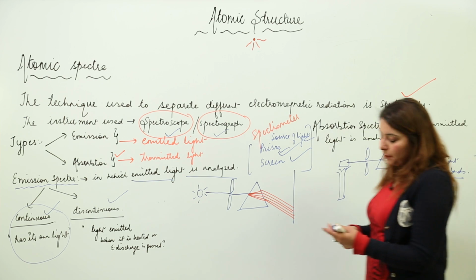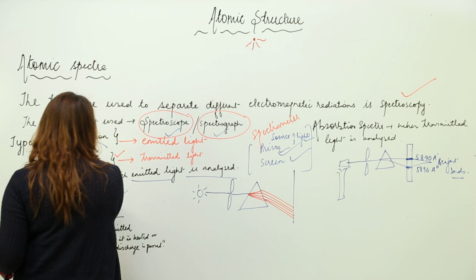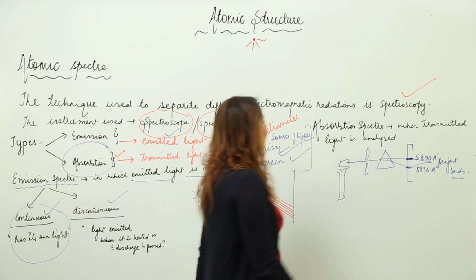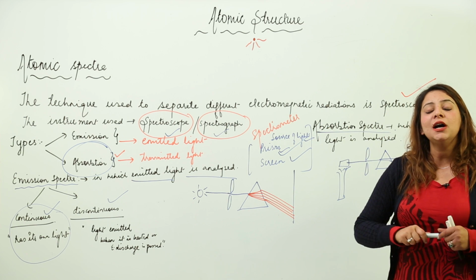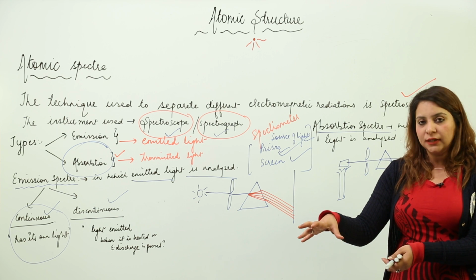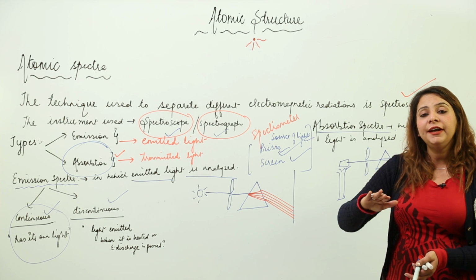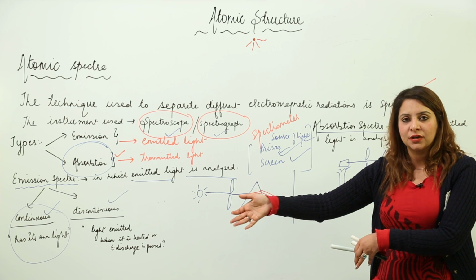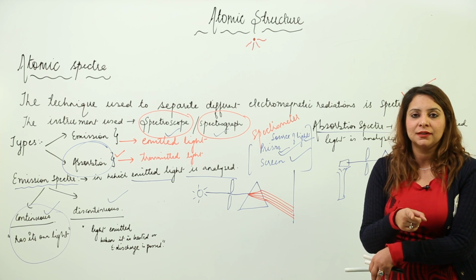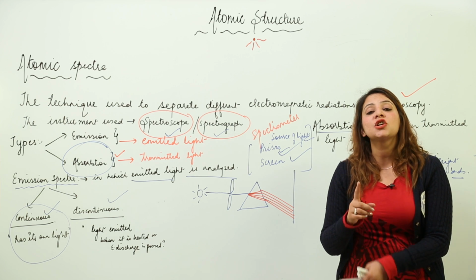Now moving on to the other main category of spectra, that is absorption. As I told you, in absorption spectra we pass the radiation through a certain sample, and the radiation that is left after absorption is called transmitted light. We call it transmitted light.